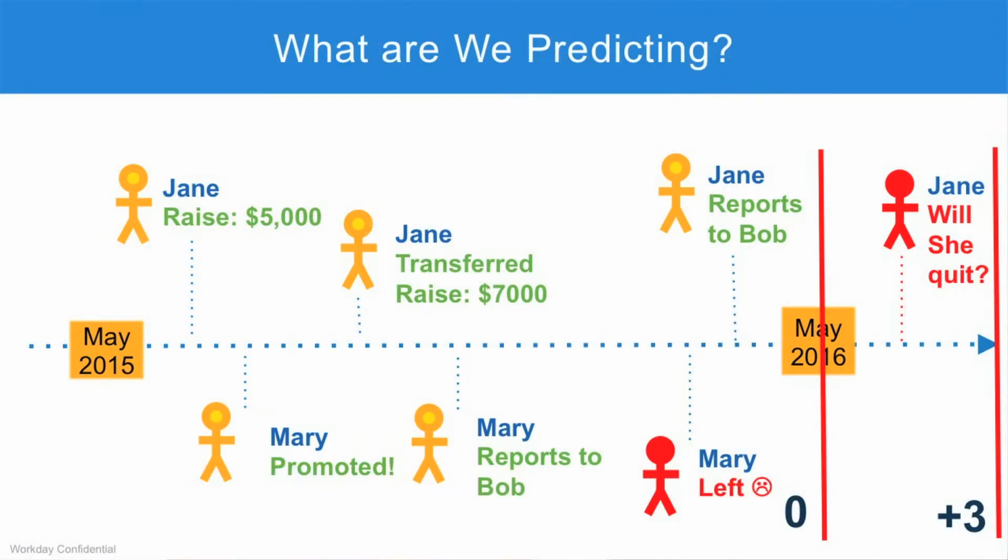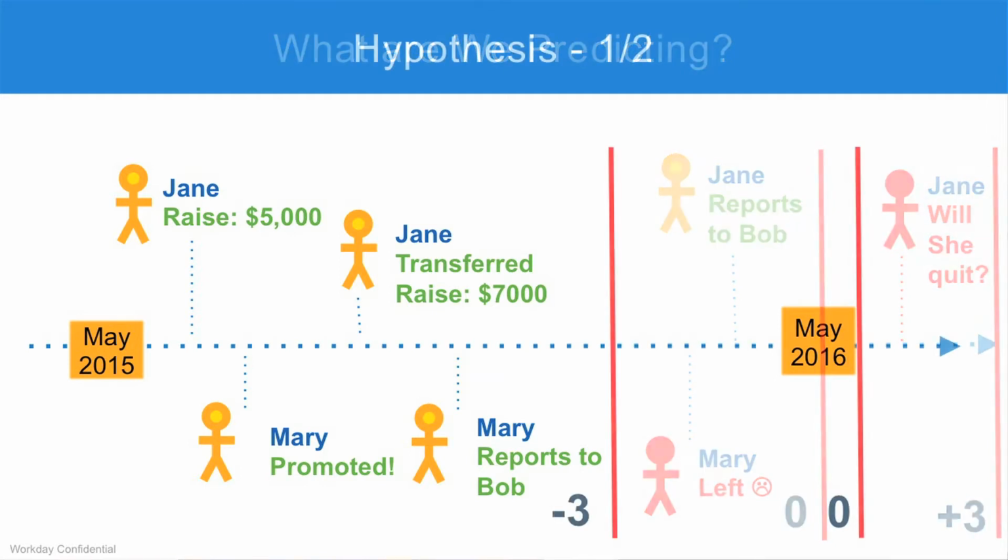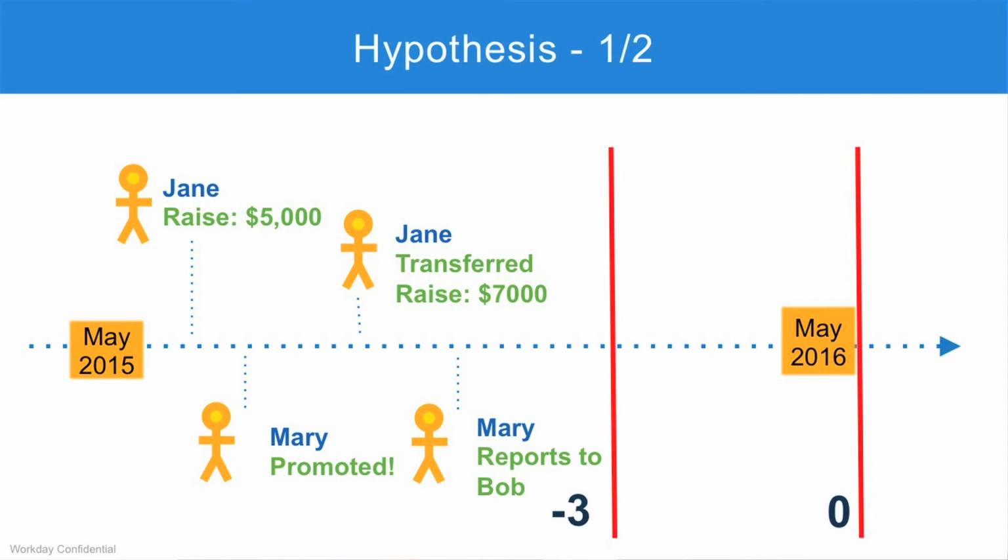All right. So here is the timeline again. And what are we predicting? Whether Jen will quit or not. So let's go over our hypothesis. Let's imagine that we take a time machine and we go back 3 months. We have forgotten everything that has happened in the last 3 months, and we only know what has happened till that point, till 3 months back.